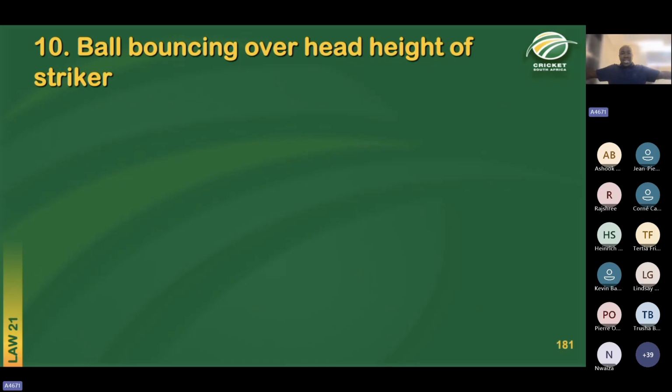They call wide. That is a playing condition for most international cricket around the world, most professional cricket around the world, and even most recreational cricket around the world. Short pitch delivery or a bouncer bouncing over head height of the striker, we normally call wide as per the playing conditions. But what does the law say?